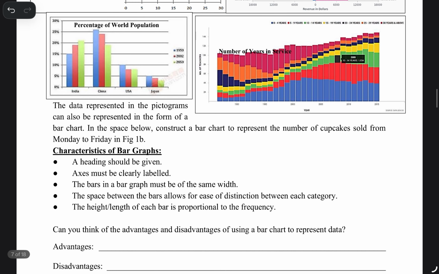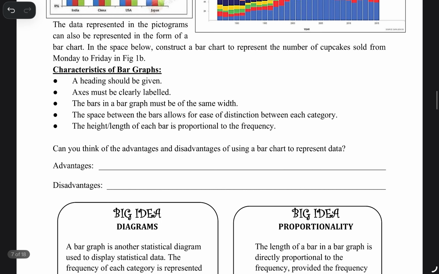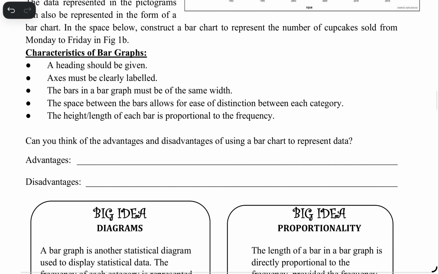As you know, for bar charts, we always have a heading very clearly. We must know what the axes are labeled. The bars must be the same width, and there must be space so that you can easily see each category and its frequency. So spend about 1-2 minutes and pause this video. Once you have thought about the advantage and disadvantage of using a bar chart, you can press play to go through it.